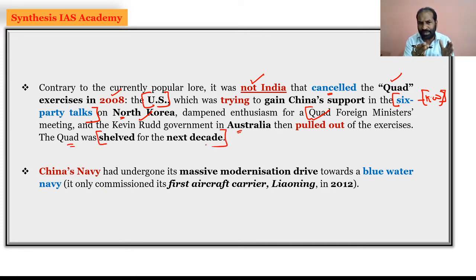So I hope now you are getting the exact conceptual idea of what happened in the past in regards to the Quad. That is, the Quad in 2008 was not cancelled because India did not like it. No, it was the US which wanted China's support for the 6-party talks in regards to having a peace deal with North Korea. So the US was not happy to go ahead with the Quad exercise in 2008, and the other factor was that the Kevin Rudd government of Australia pulled out of the exercise. Thereby the entire Quad exercise was almost shelved, in a dormant state for almost a decade.